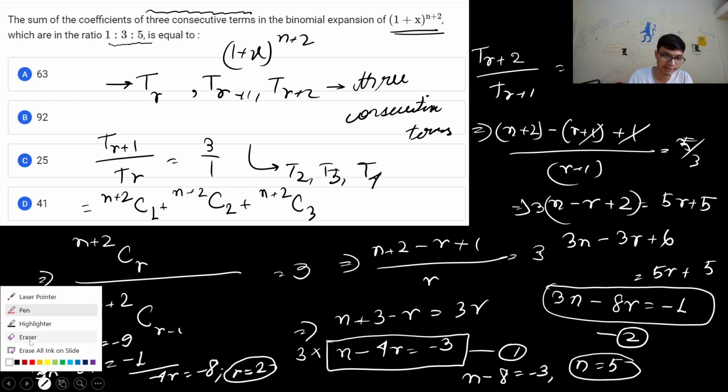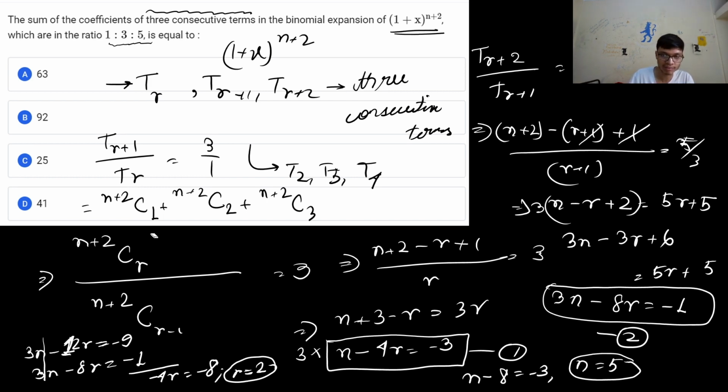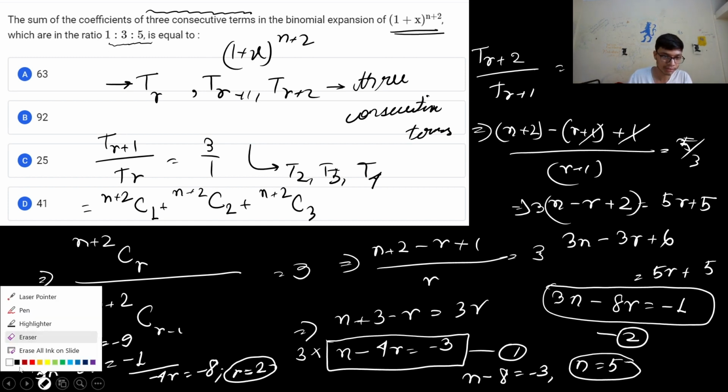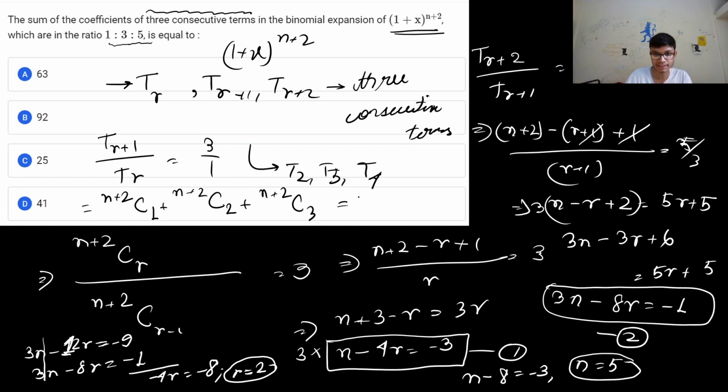So from this particular relation, if the value of n is 5, then this is 7C1 + 7C2 + 7C3. The value of this summation: 7C1 is 7, and the value of 7C2 is basically 7 into 6 by 2, that will give me 21. Similarly, the value of 7C3 is 7 into 6 into 5 whole divided by 6, since 2 and 3 are factors, that is basically 6. So from here I will get 35.